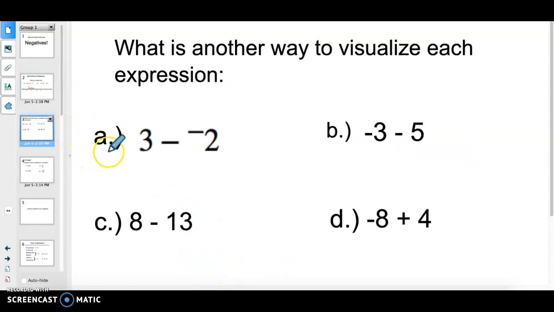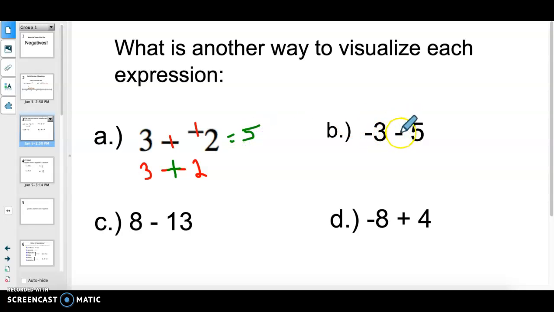Another way to look at negatives, there are a few tricks that I use. If I see a minus and a negative, that's the same thing as plus positive. Another way to visualize it is if you write 3 minus negative 2, you could connect the minus and the negative together and put a line through the middle, and that makes your plus sign. So when you're doing a minus and a negative, it becomes plus positive, or just a plus. So that's going to give us 5.